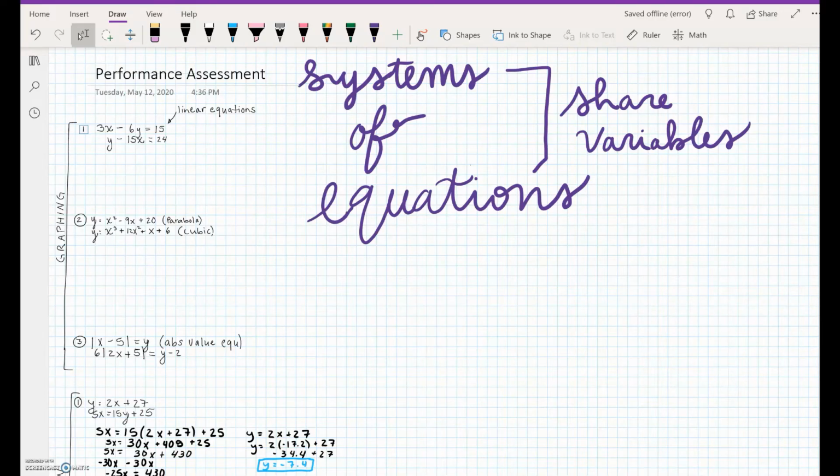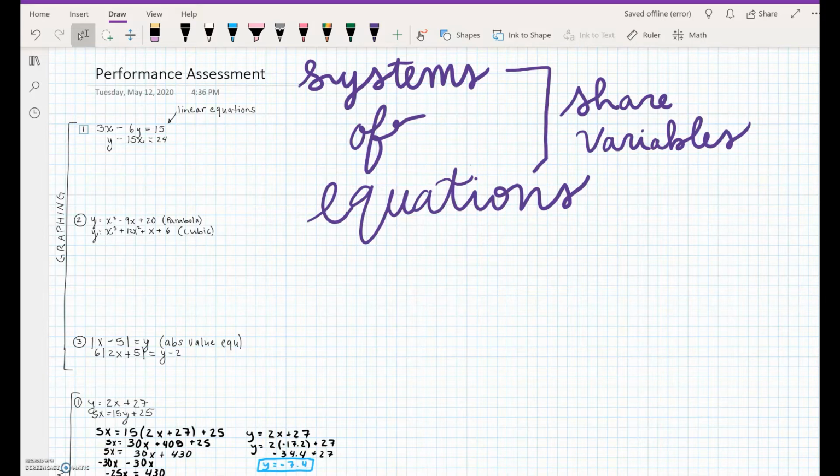Hi guys, so today we're going to be talking about systems of equations and systems of inequalities. So you might be wondering, what is a system of equations? Systems of equations are two or more equations. Actually, you can have as many as you're comparing, that share variables.